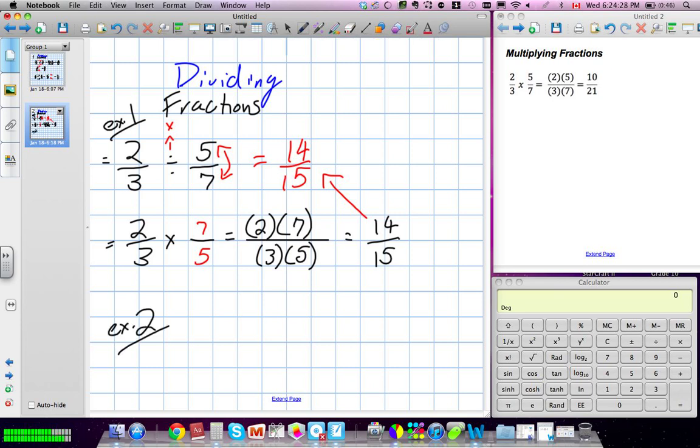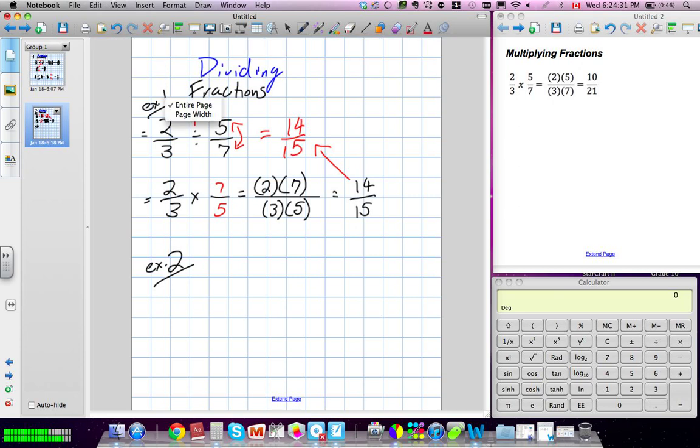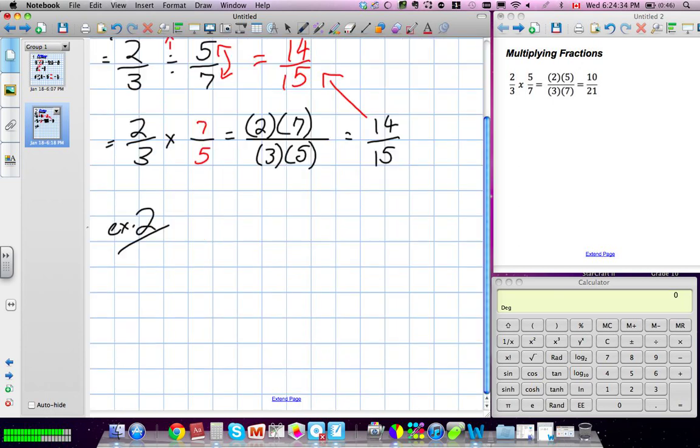Okay. Let's say we have 4 over 8 divided by 9 over 7. So a little bit harder to deal with. What do I have to do in this question? Walk me through this. Flip everything. Everything? So I flip both fractions? No. No? What do I do? 9 over 7. Okay, so yeah, we're going to flip it.